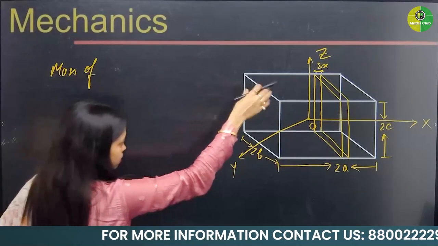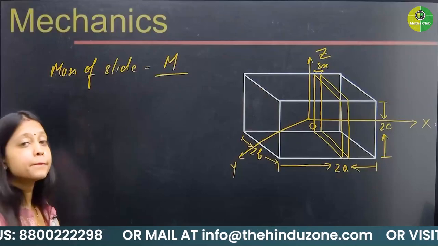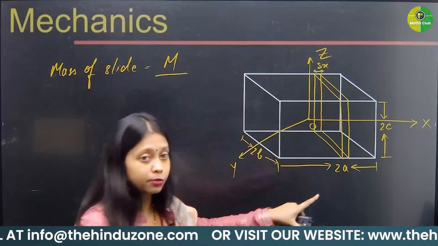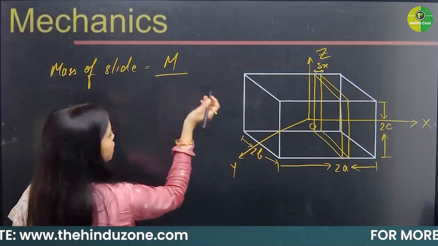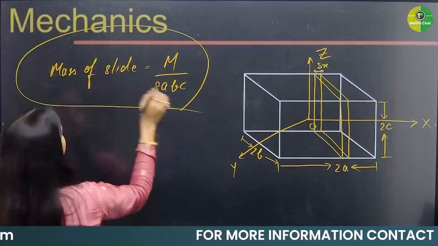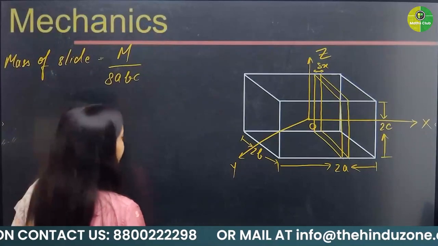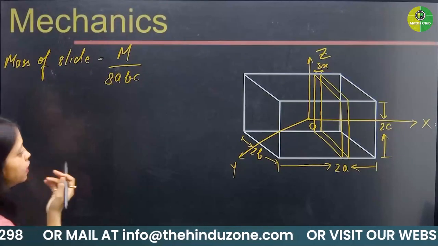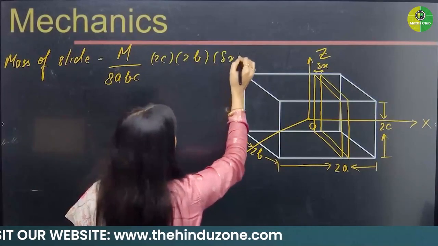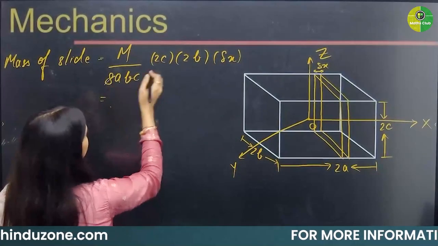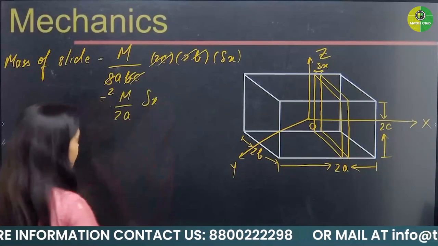The mass of this slice that we have considered will be mass per unit volume, because this is a three-dimensional thing. Three degrees of freedom, x, y, z. So mass per unit volume, volume is 2a into 2b into 2c, so 8abc. What is the volume of this slice? This is 2c and 2b and del x. So b and c cancel. M by 2a del x. This is the mass.